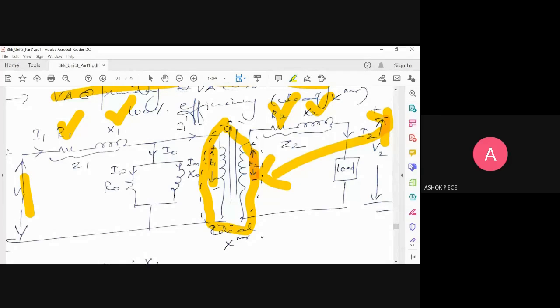See, R0 is specifically for no load current. R0 will be effective when you open circuit the secondary of your transformer, when you are going to have the current because of no load. And R1 will be there because of your winding, the primary winding.